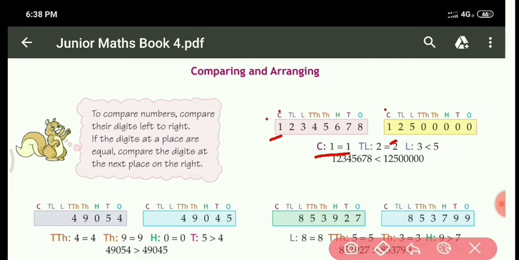So what we will do? Compare the digit at the next place. Okay. Next place, what is given? At the 10 lakh place, 2, and here the 10 lakh place also 2. So here also both are coming equal. Then the next digit at the lakh place, what is coming? 3, and here at the lakh place, what is coming? 5. Okay. 3 is less than 5. Here 5 is more than 3.